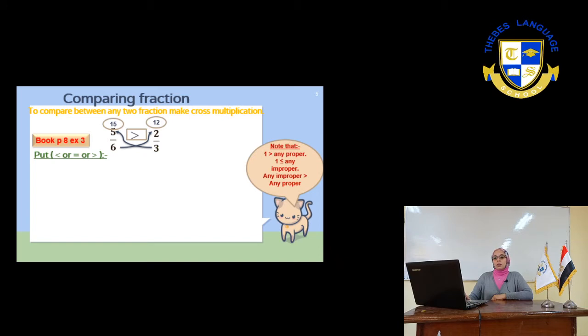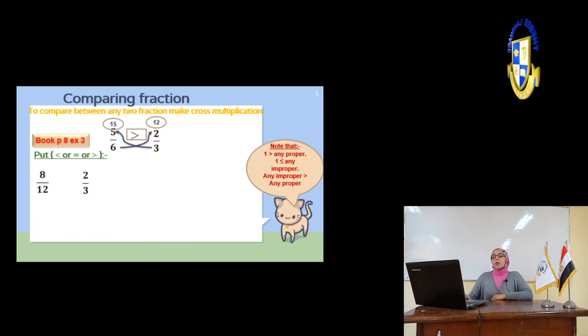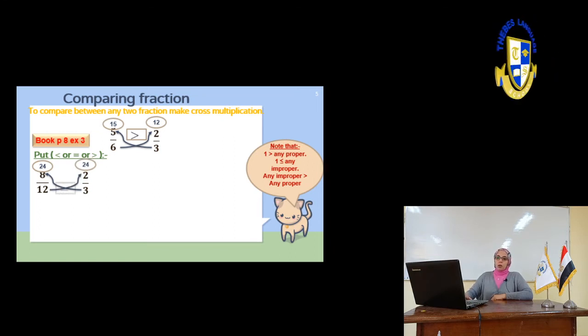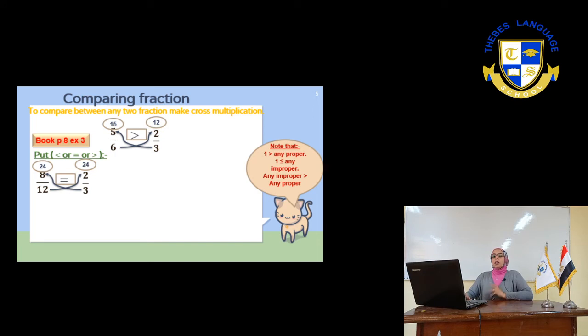15 is bigger. Now, put more than or equal or less than. 8 over 12 and 2 over 3. How we compare? Just make a cross multiplication. 3 times 8, 24. 2 times 12, 24 also. So, these 2 fractions are equal fractions. We said before that we can find a fraction that looks different, but it's really equal.